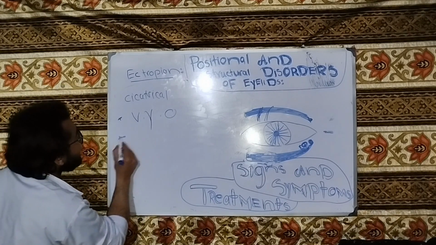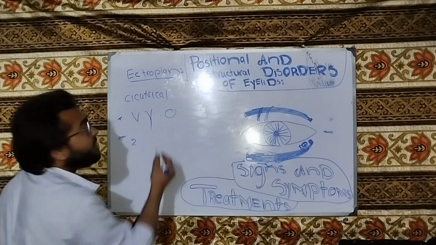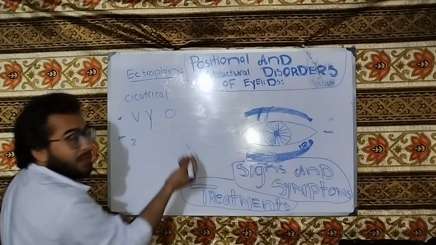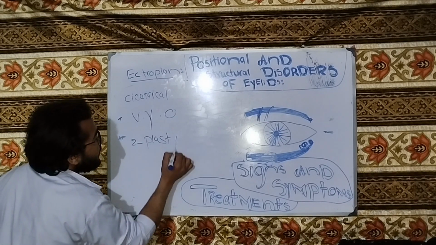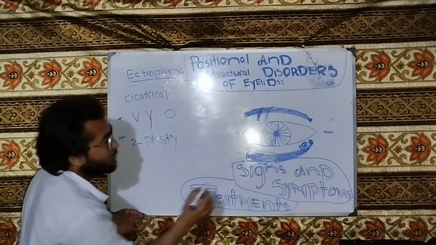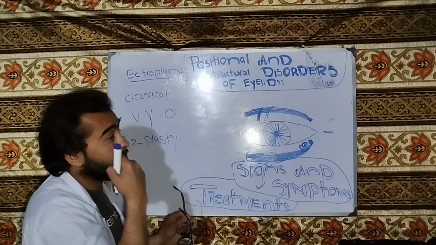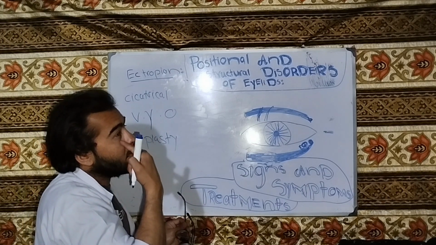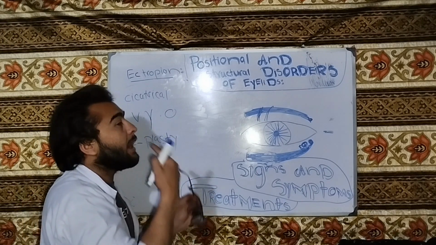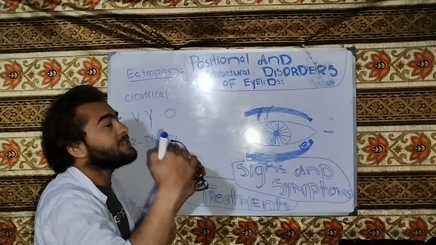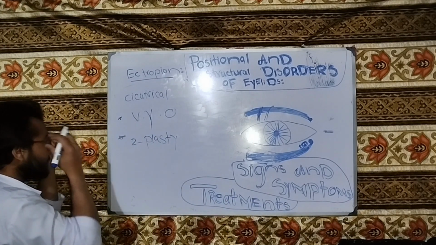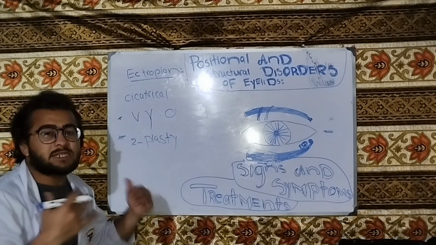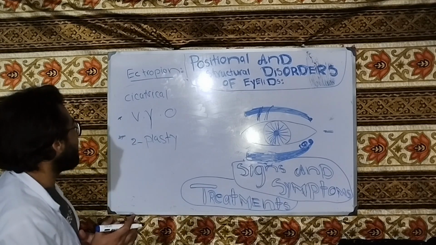The next procedure is Z-plasty. This is done in moderate cases. In Z-plasty, we are incising the cicatrized skin and suturing it in a Z-shaped pattern. So this is called Z-plasty. This is for cicatricial ectropion.